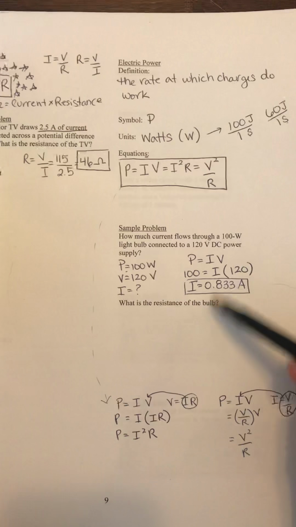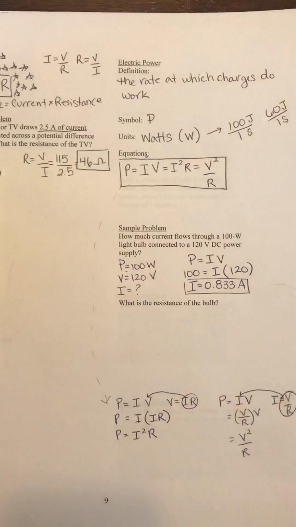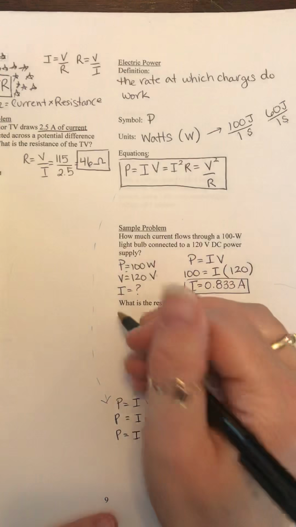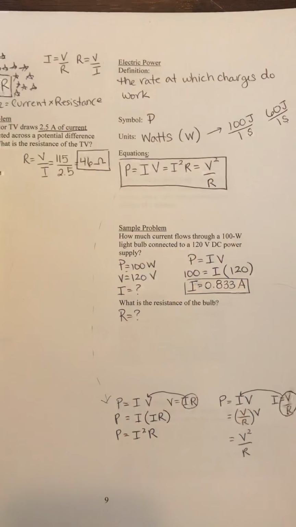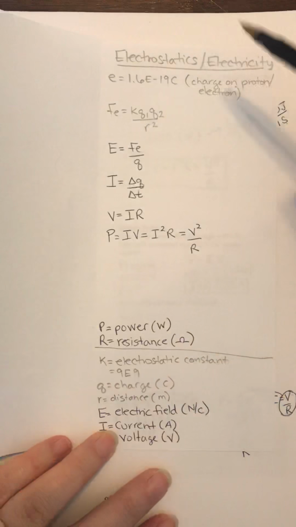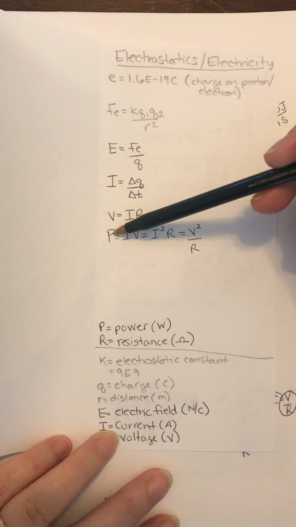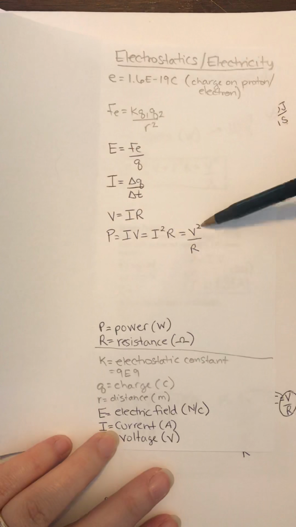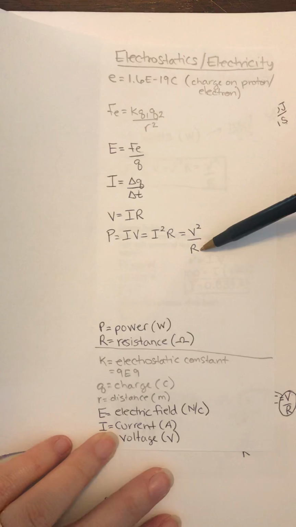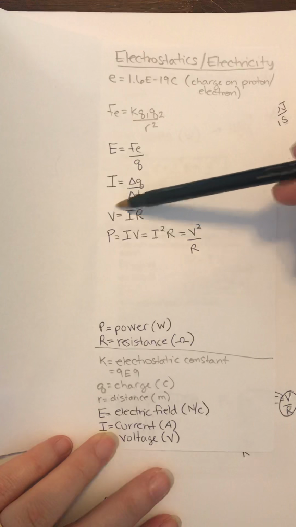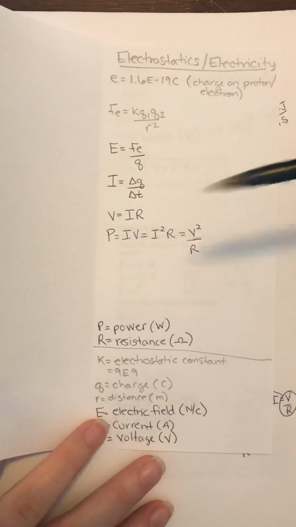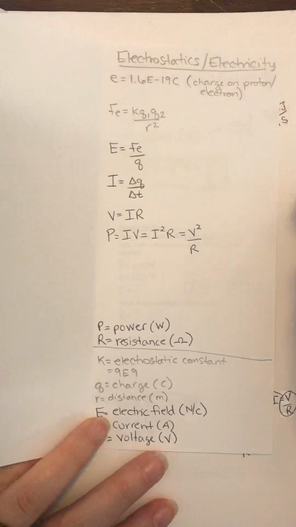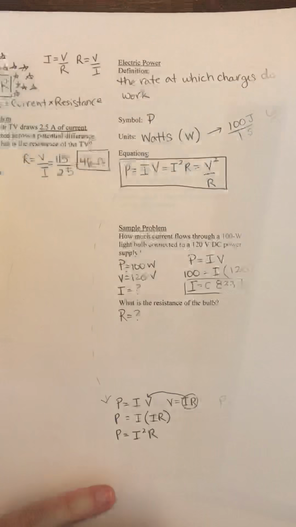All right, now the second part of this question says, what is the resistance of the bulb? Well, it turns out, if we go back to our equations here, we could do this a couple of different ways. We have P equals I squared R. We also have P equals V squared over R. Or, look at this equation up here, our favorite one, V equals IR. You could really do it any of the three ways, but I would do it using V equals IR because that one's the easiest.